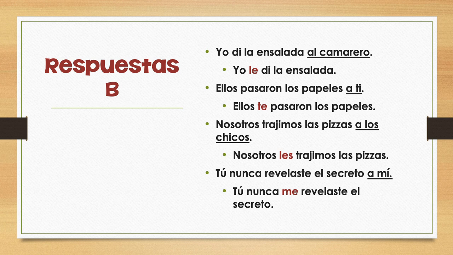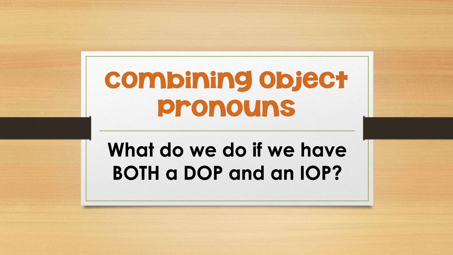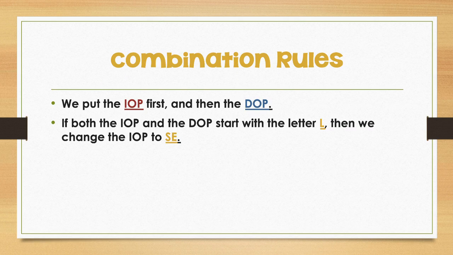All right. So far, all of that should be review. If it's not, go talk to your Spanish teacher. All right. Now we're moving into the new part. What do we do if we have both an IOP and a DOP? Both a direct object pronoun and an indirect object pronoun. And there's basically 2 rules we need to follow. If we have both, we're going to put the indirect object pronoun first and then the direct object pronoun.